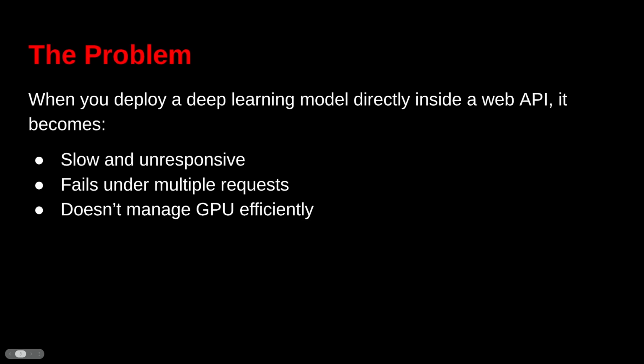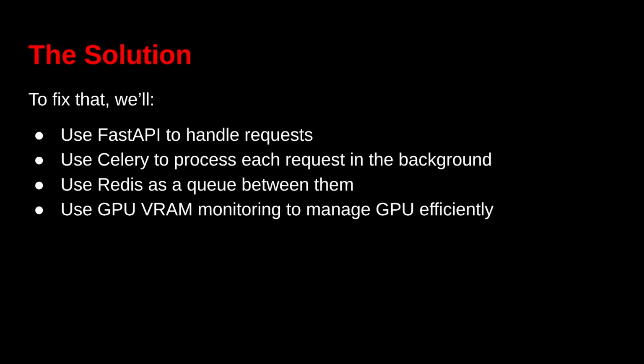Now, what is the problem? The problem we are solving is simple. When you deploy a deep learning model directly in a web API, it becomes slow and unresponsive, especially if multiple users are sending requests. To fix this, we build a pipeline where FastAPI receives the request, Redis queues them, and the Celery worker processes them in the background. This way, the API never gets blocked and GPU memory stays under control.